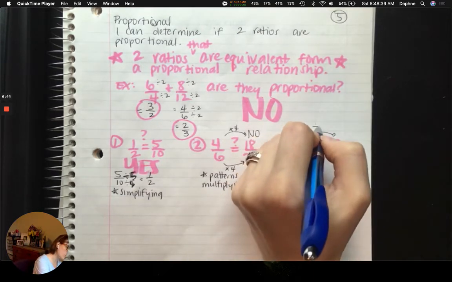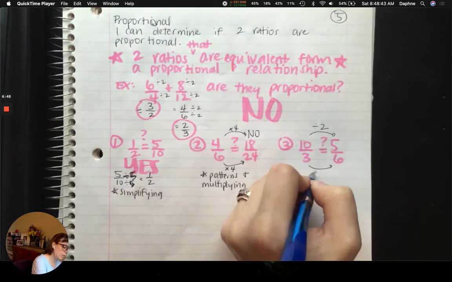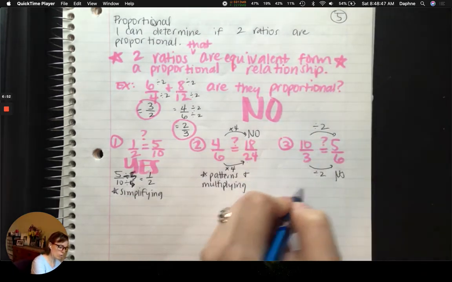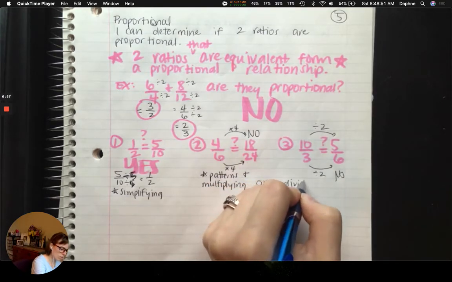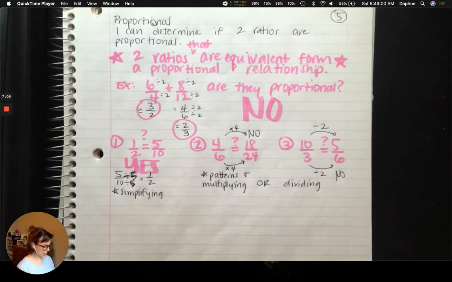Here's the division one. 10 divided by 2 gets you 5. Is 3 divided by 2 6? No. So, dividing. So we'll extend that over to 3 because 3 had division in it. All right, so knowing that, the next 4 I want you to figure out. So again, we have 4 left.